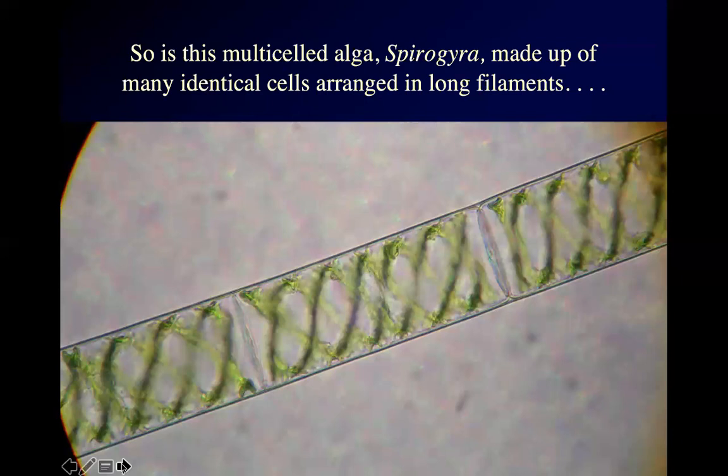This particular thing happens to be called Spirogyra, which was also the name of a jazz fusion band in the 70s. And it's made up of many cells. They're strung together in filaments, but all of the cells are the same. So this is a multicellular protist, but it doesn't have cell differentiation.